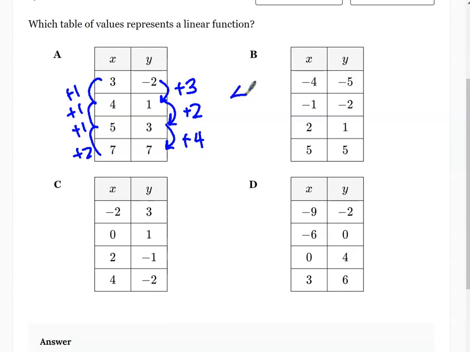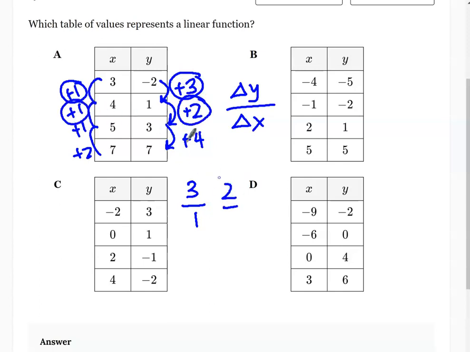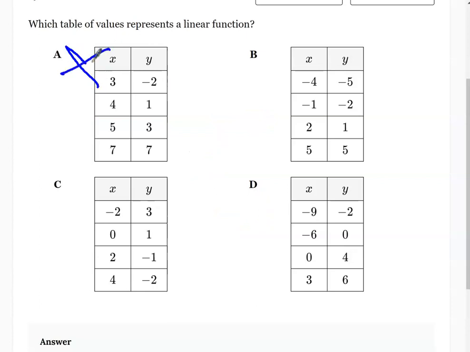So my change in y's and my change in x is not the same every time. The first time, the change in y was 3, and the change in x was 1. The second time, the change in y was 2, and the change in x was 1. These are not the same. And then the third time, the change in y was 4, and the change in x was 1. So this is not a linear relationship. Let's try the next one.